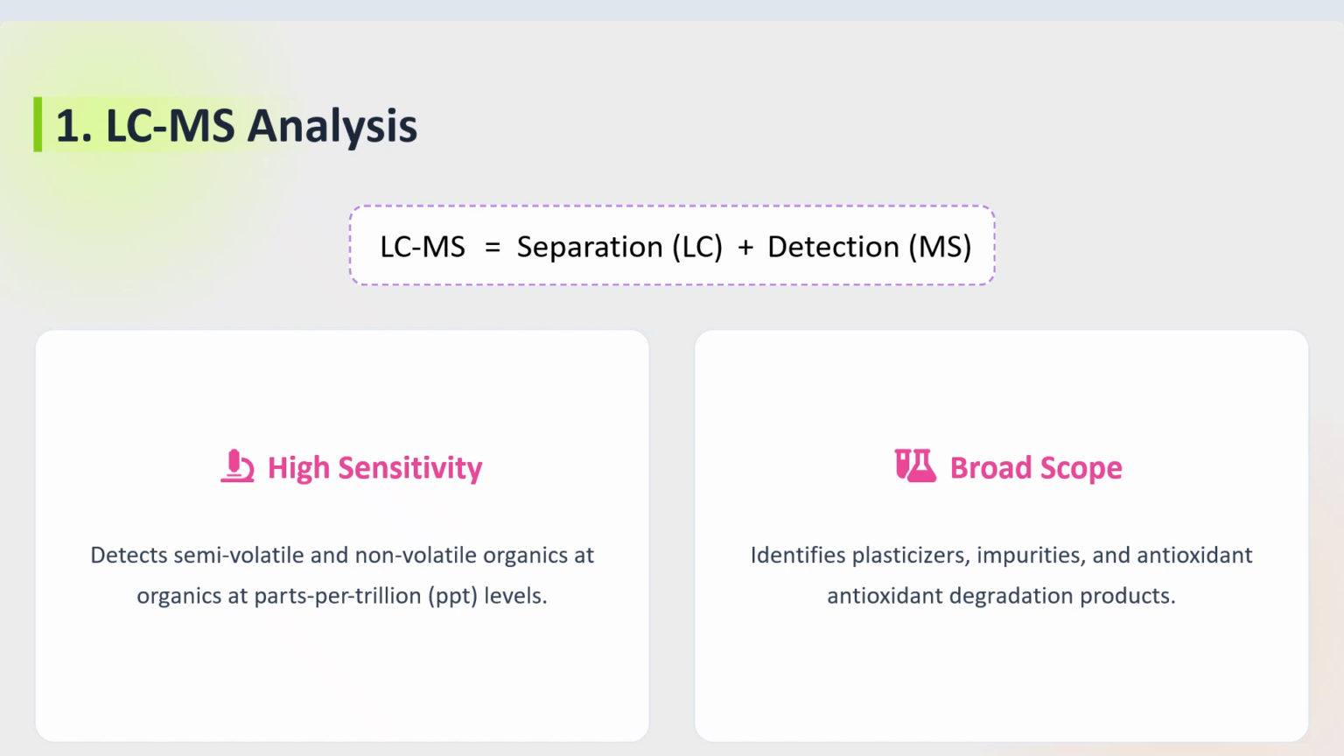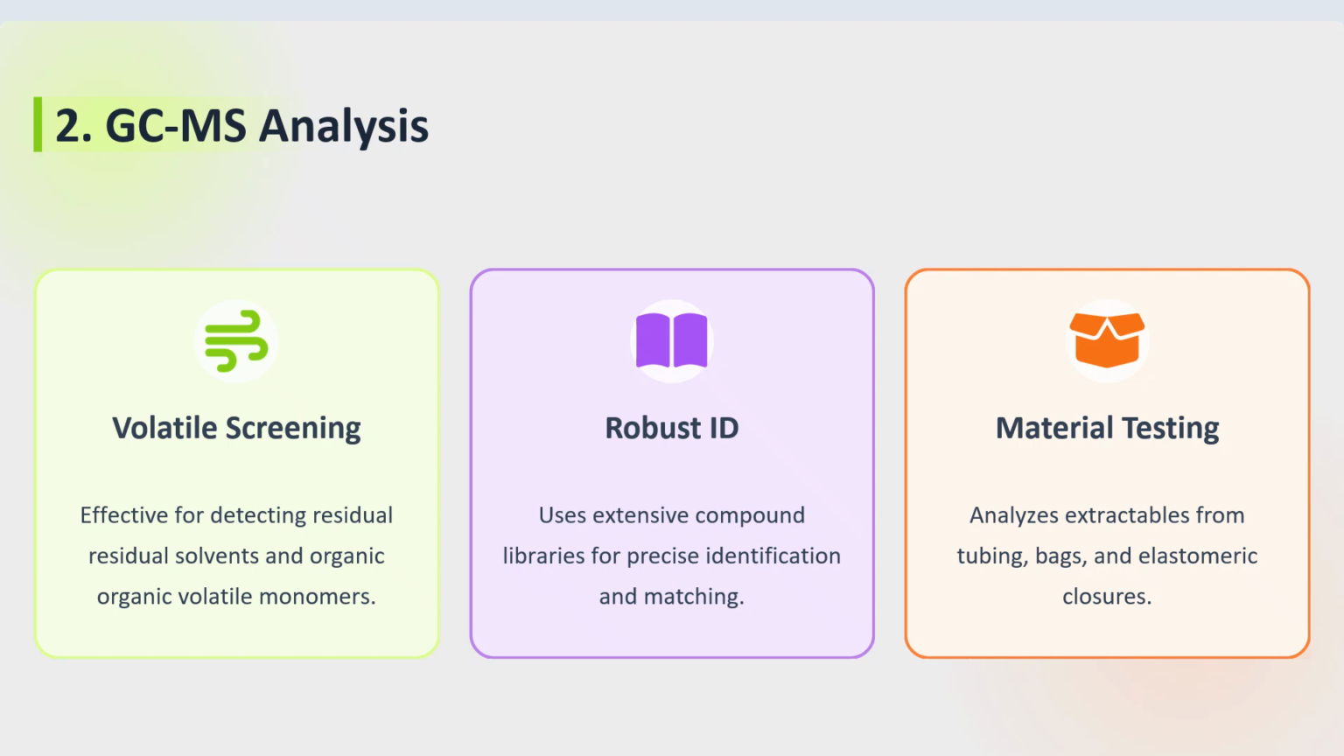In real E and L studies, LC-MS is commonly used to detect substances such as plasticizers, antioxidants, degradation products, and other polymer additives. Because of its sensitivity and wide detection range, LC-MS is often considered a core technique for extractables analysis. Another essential technique is gas chromatography mass spectrometry, or GCMS.